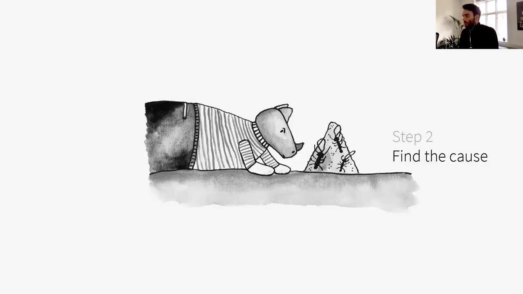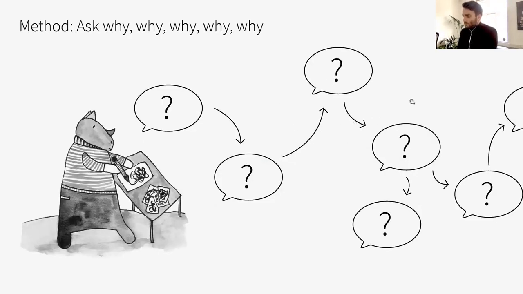So finding the cause of the problem is really the next step in the design process. A good method for this that's used by a lot of creatives around the world is just being really annoying, basically, and just keep asking the question why, like kids do sometimes. You know, why is the sky blue? Well, because such and such. Well, why? And then it just continues. That can often be a really good way to dig down to the root of the problem.